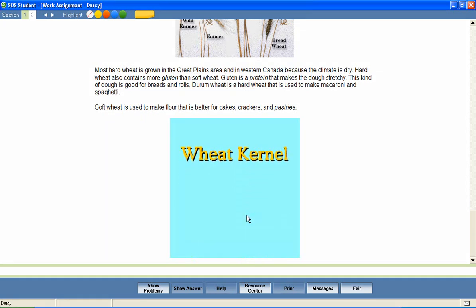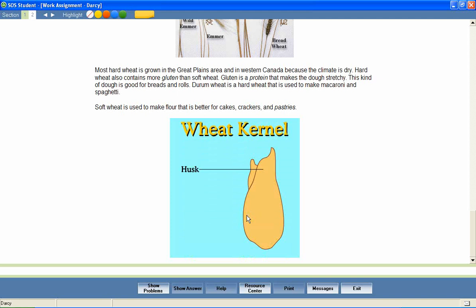Learn the parts of a wheat kernel: husk, endosperm, bran, germ.